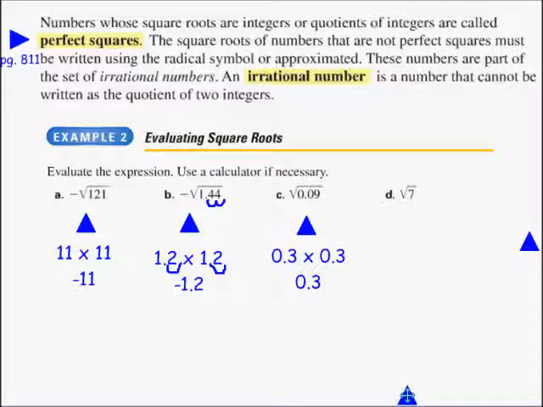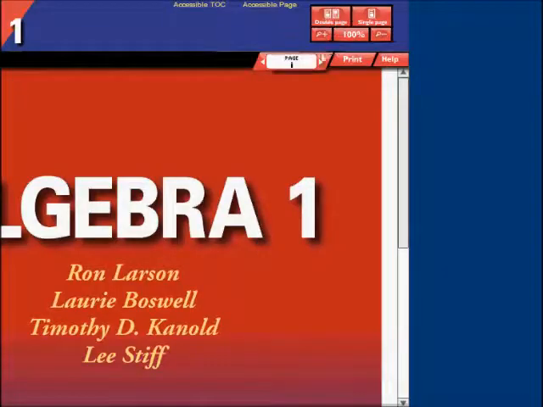Our last one is the square root of 7. The square root of 7 does not have a perfect square. Now in your books on page 811, and this is also noted in the book on the page that we're on. Oh shoot, I should have taken us right to 811.